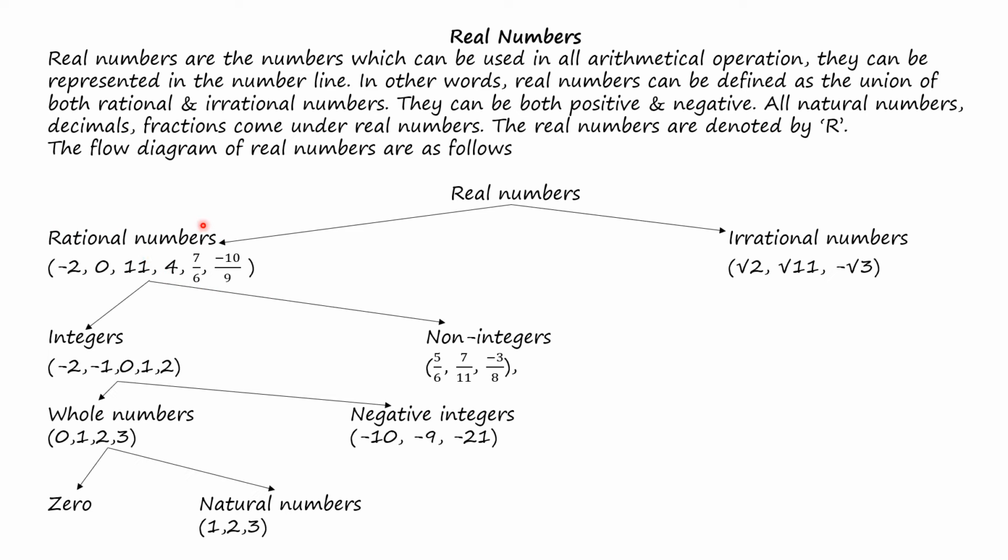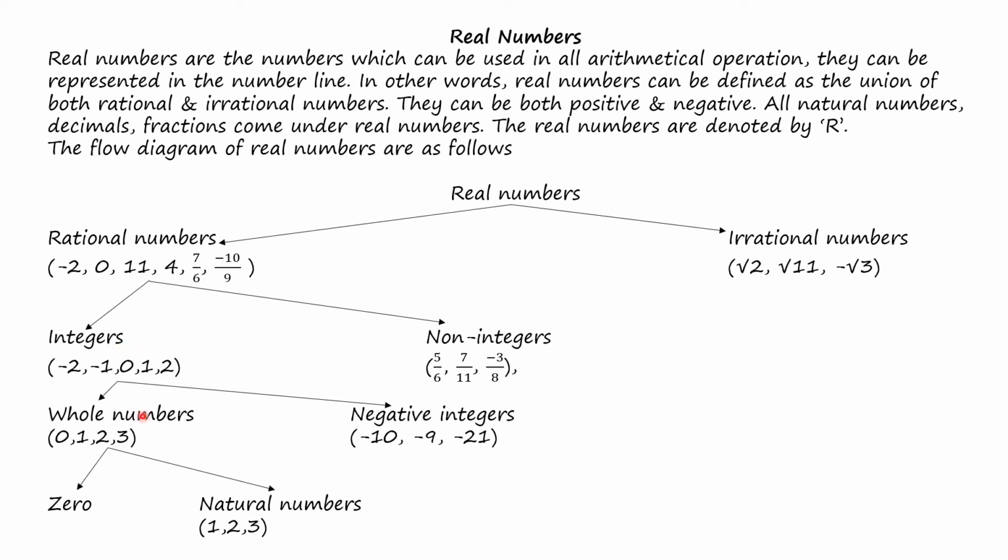Now, if we go into detail of the rational numbers, they are divided into two parts, that is integers, which are positive, negative, and 0, and non-integers, that is the numbers which can be expressed in terms of p by q. They are non-integers like 5/6, 7/11, -3/8.